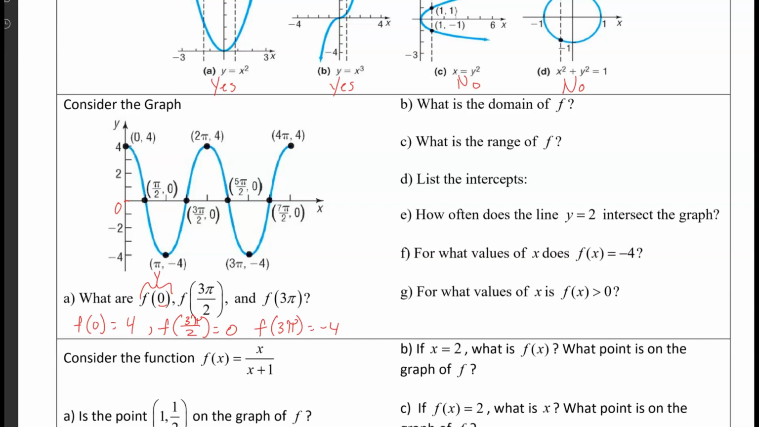In interval notation, does anyone know what the domain of this graph would be?